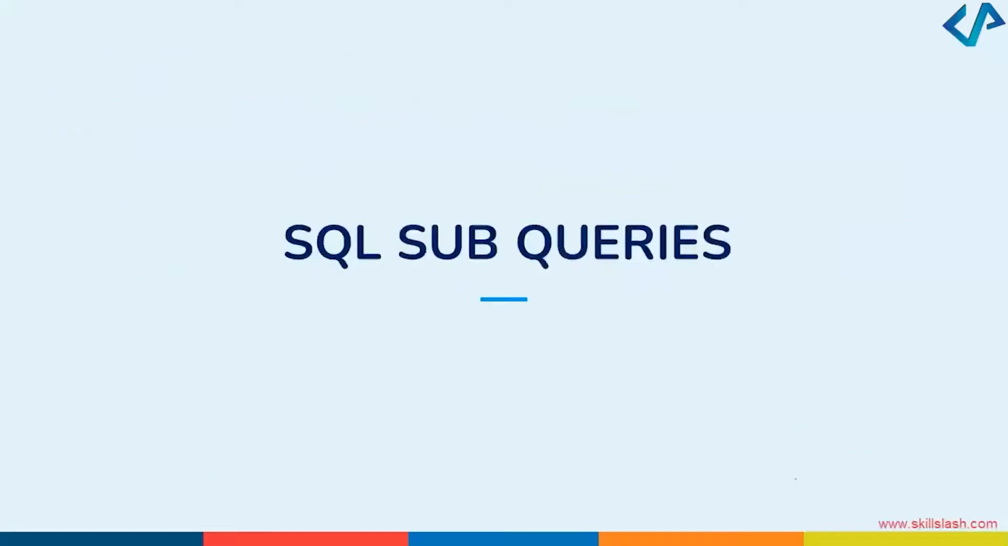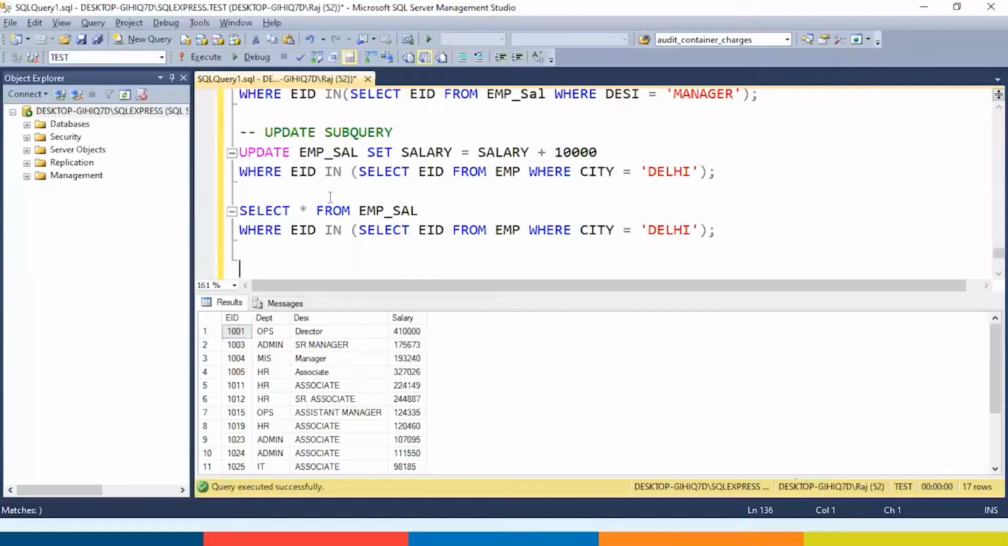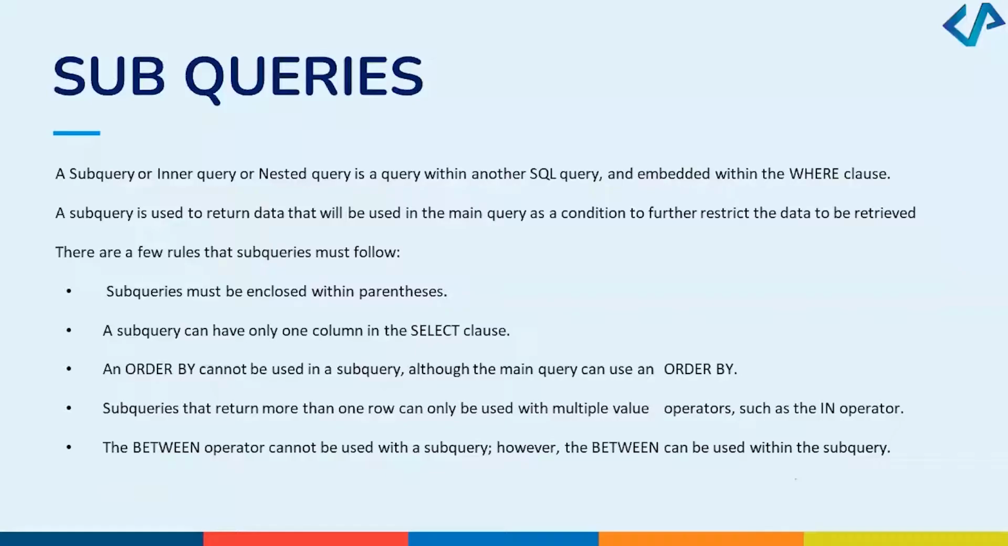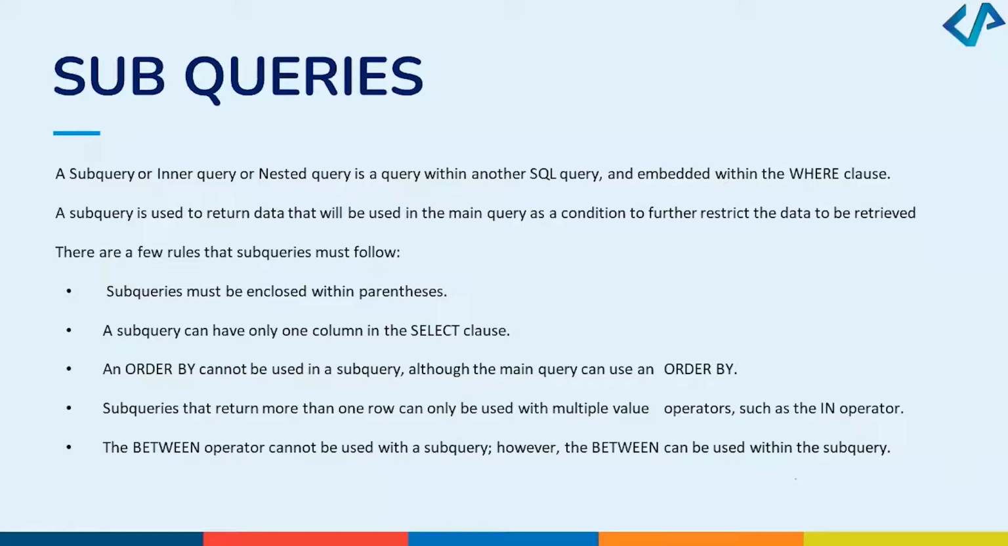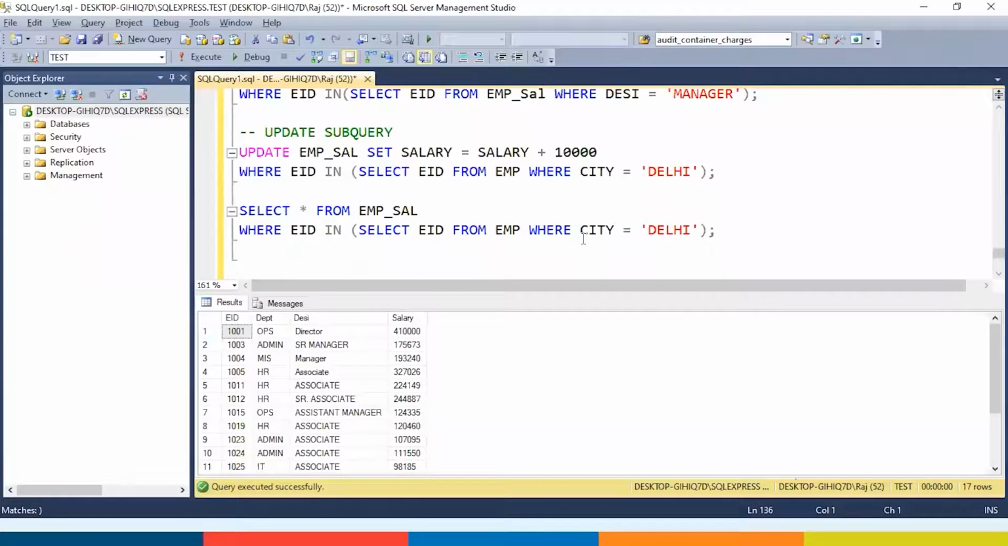Okay. So I have given you an example of select subquery, insert subquery, delete subquery, and update subquery. Now there are few rules regarding the subqueries. Number one, the subqueries must be enclosed within the parenthesis. So you can see everywhere we have enclosed the subquery within the parenthesis. Number two, the subquery can have only one column in the select clause. If you see everywhere, we are saying select EID from EMP where city is equal to Delhi, select EID from employee cell where designation is equal to manager, and so on.